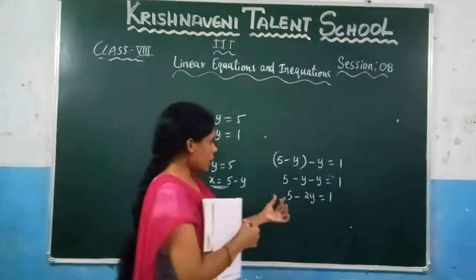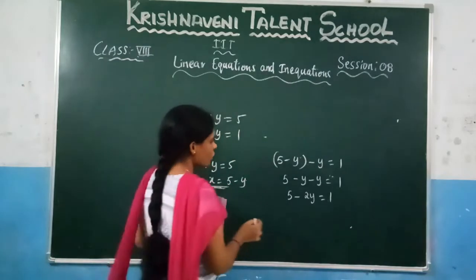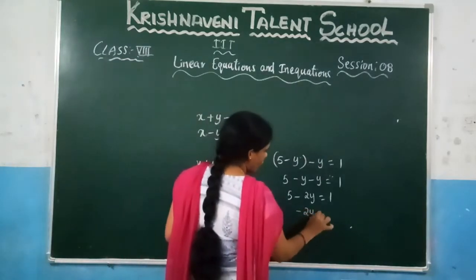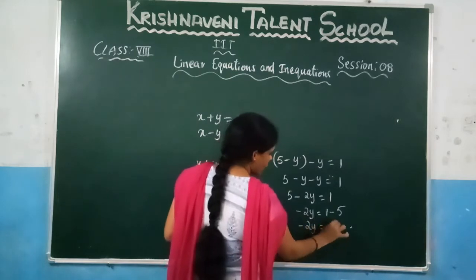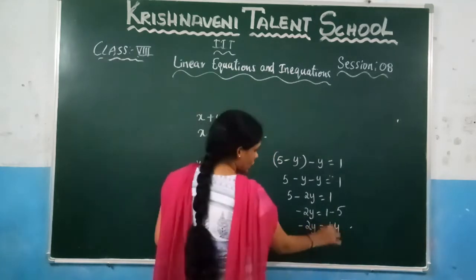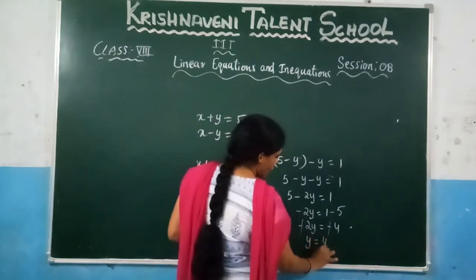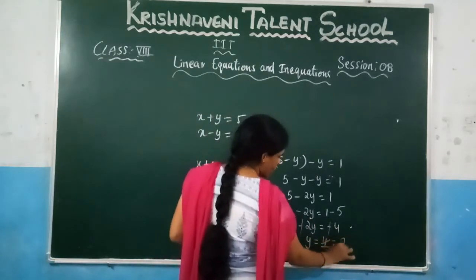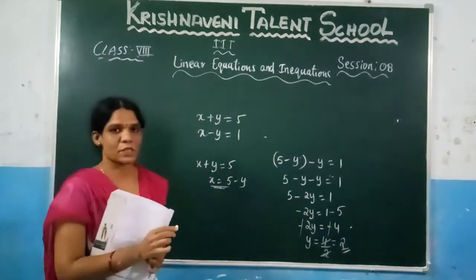Now take this plus 5 to the other side. It will become minus 5. So you will get minus 2y is equal to 1 minus 5. What is the value of 1 minus 5? It is minus 4. So here the minus will get cancelled. What is the value of y? It is 4 by 2, which gives you 2. Like this, you need to find by using the substitution method.